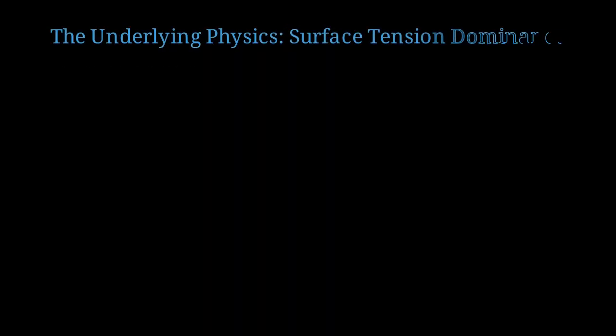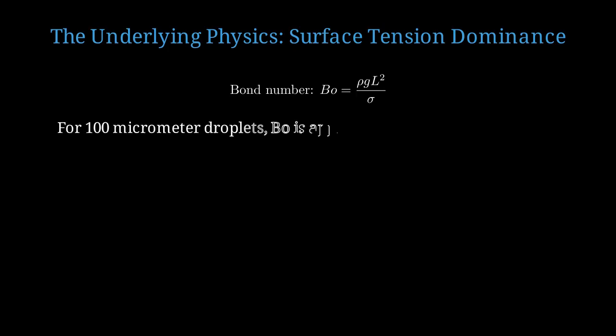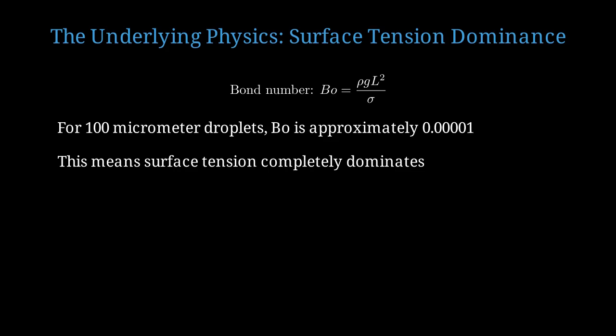Let's dig deeper into why surface tension is so dominant at this scale. The bond number Bo equals rho g L squared over sigma. It compares gravitational forces to surface tension. For a 100 micrometer water droplet, the bond number is approximately 0.00001. Gravity is negligible. This tiny number means surface tension completely dominates the physics. Gravity is irrelevant at this scale.